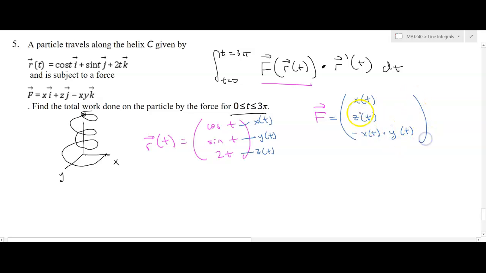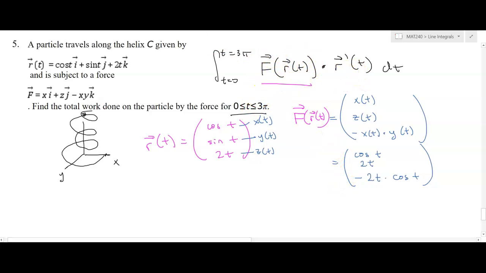And so I need to get x, y, and z in terms of time. So for the top component, I'll plug in x of t, then z of t, and then the negative product between x and z of t, which will give me 2t times cosine t. All right, so that's this thing here that we've just calculated, called F of r of t, because it's our force evaluated at our current position, which is stated in terms of time. All of our position components are in terms of time. So that's what I'm going to put in for this guy here.